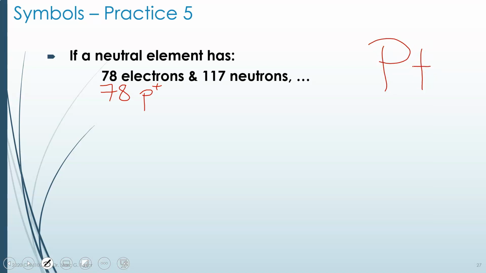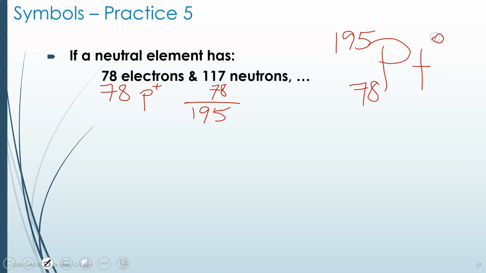Those of you who know Spanish know that plata, or a word close to that, means silver, and that's because platinum was actually named after silver because it looked like silver. It's actually much more expensive. So we know it has 78 protons too because it's neutral, therefore its atomic number is 78. We're told how many neutrons there are, so 78 plus 117 neutrons gives us a total of 195. That's our mass number. And we're told it's neutral.